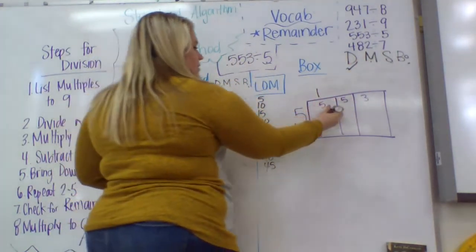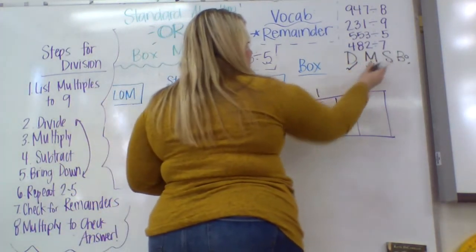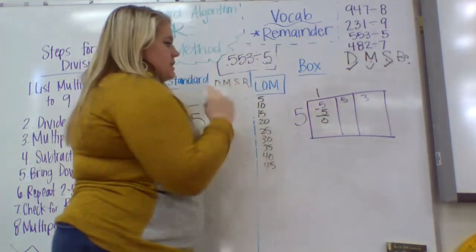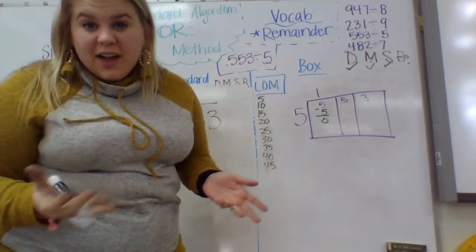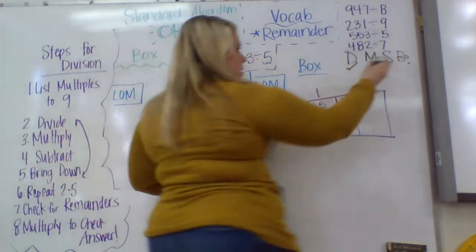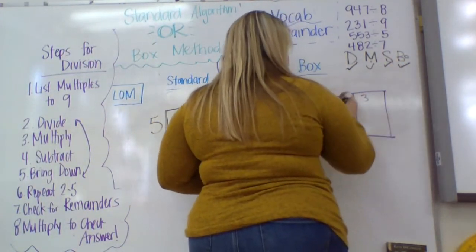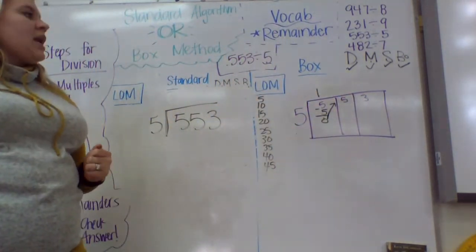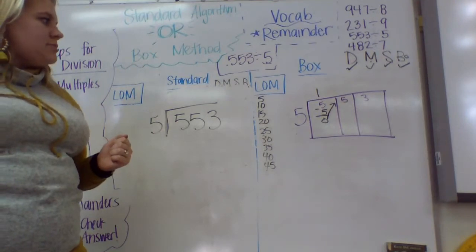1 times 5 is 5. So when I subtract 5 minus 5, I get 0. I could bring my 0 over and put it in front of the 5. It's not going to change it, so I'm not going to. But I'm going to go ahead and check off. I'm going to draw my arrow and just not carry anything because there's nothing to bring over. So now I'm ready to start again.